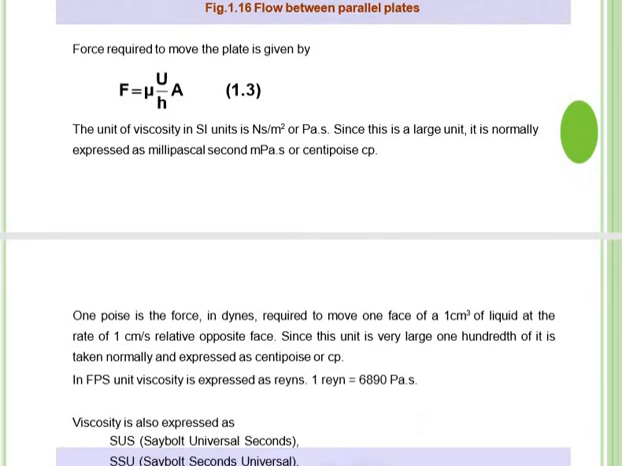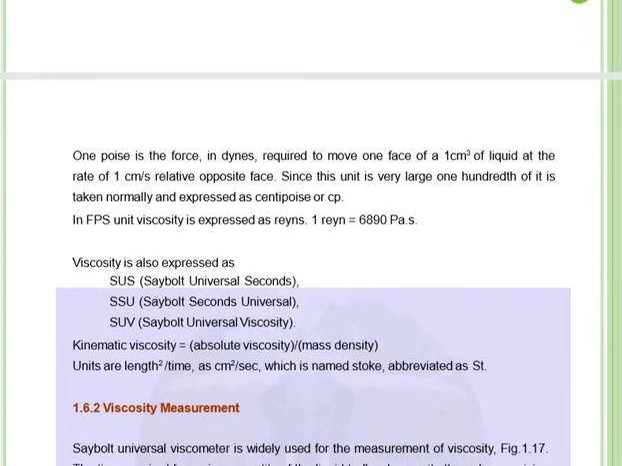Okay, and next, in the CGS system also we can express viscosity as 1 poise, that is equal to 0.1 Pascal seconds. So poise is also one of the units of viscosity, the force at the rate of 1 centimeter per second relative to the opposite face. Since this unit is very large, we are not going to use this unit. Centipoise we are going to use in the problems.